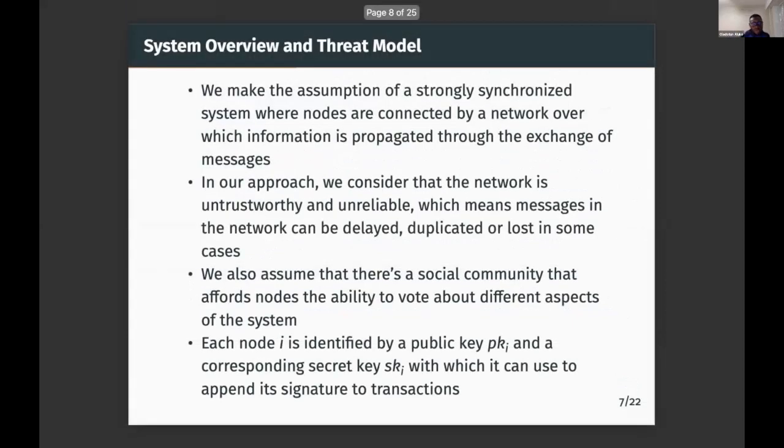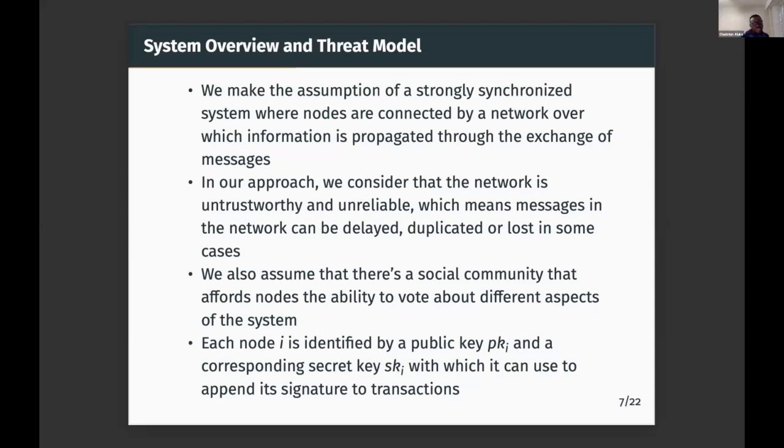So to some system overview and threat model, we make the assumption that the system is a strongly synchronized system. And what that means is that the nodes are connected by a network over which information is propagated through the exchange or the broadcast of messages. In our approach, we also consider that the network is untrustworthy and unreliable, which means that these messages that have been broadcasted to the nodes within the network can be delayed, they can be duplicated, or they can be lost.